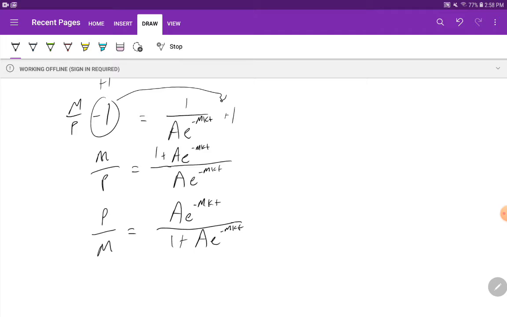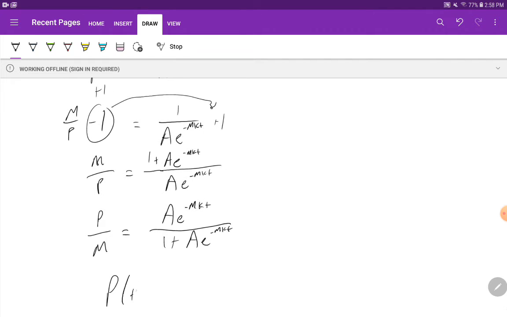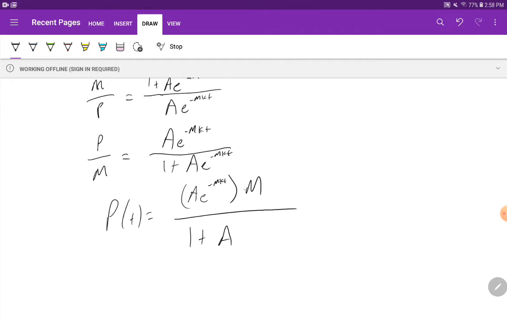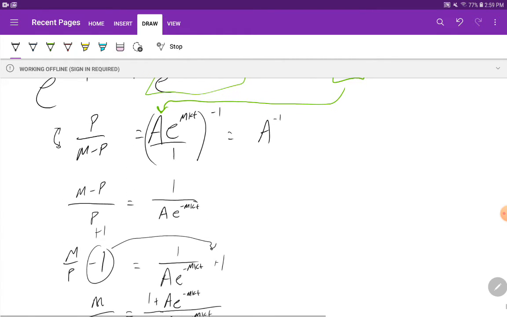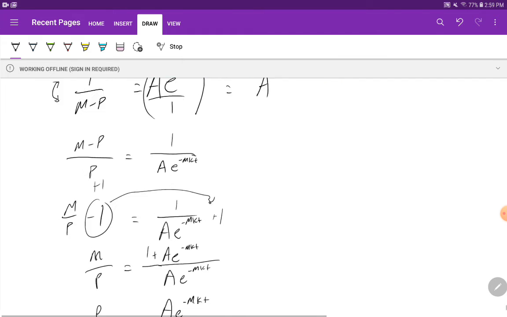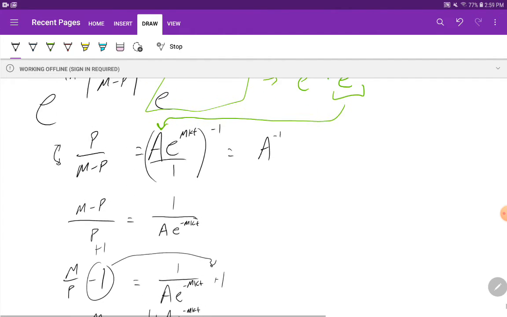And then multiply by m, and you get p of t is equal to a e to the negative mkt times m all over 1 plus a e to the negative mkt. And then you can divide all the terms by a e to the negative mkt. And that should get you e to the... Maybe this was supposed to be positive. Man, like I said in class today, I am just not on my game today. But I think I might have missed a negative somewhere.